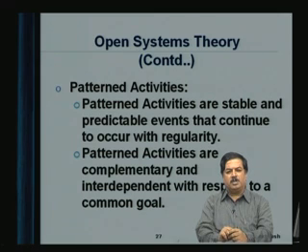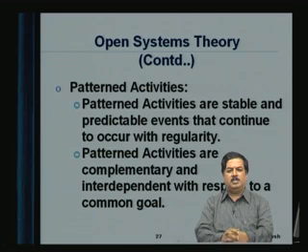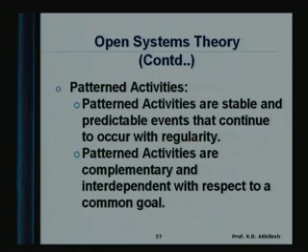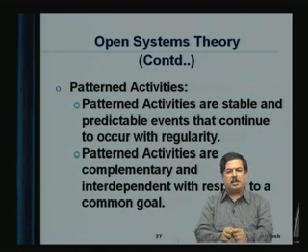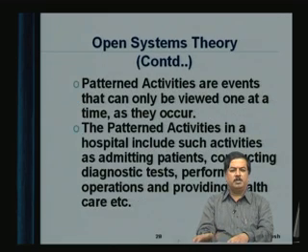So, when we are talking about patterned activities, we can talk about stable and predictable events that continue to occur with regularity. So, even though we talk about organizational systems as open systems, they are not so chaotic. That means they still have some boundaries. The activities are complementary and interdependent with respect to a common goal. So, every organization does a set of activities which meets the societal system requirements.